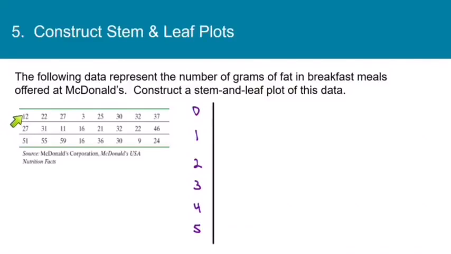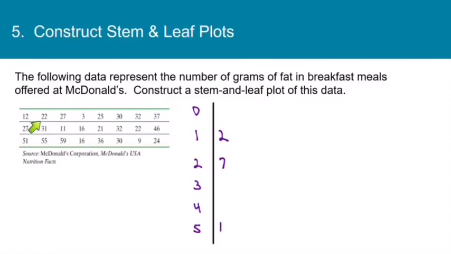We'll start here. It's a lot like making a frequency table in a way, only instead of putting tally marks, we actually put the leaf digit. So for the 12, I'm going to go to the ones line and put my leaf down, which is 2. For the 27, I'm going to go to the 2 line and put my leaf down, which is 7. For the 51, I'm going to go to the 5 line and put my leaf down, which is 1.